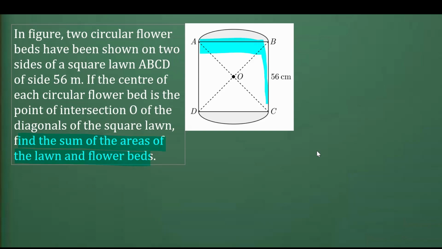So this is the lawn, right? This is the lawn over here. The one I just painted, that is a square. And the flower beds are what? These are the flower beds. This is the flower bed, and this also is a flower bed. So we have to find the combined area of this. So we are not supposed to find their individual area.